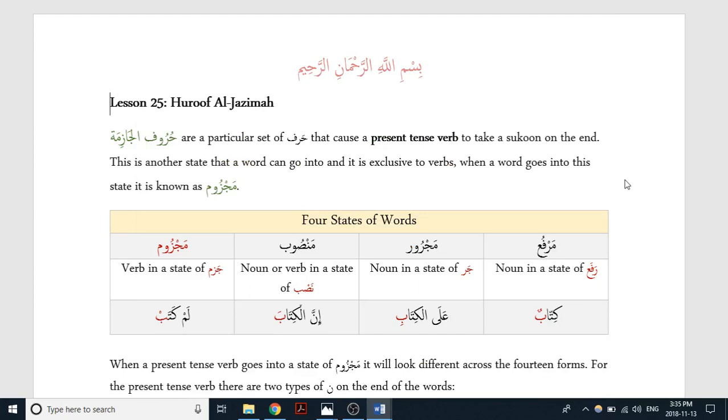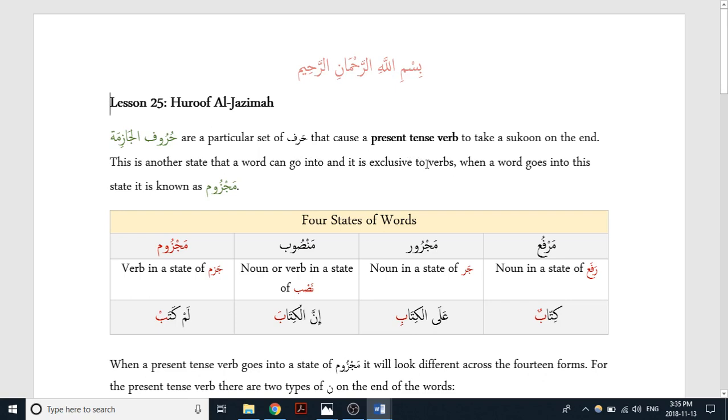So what exactly are they? They are a particular set of harf, and remember we said harf in English is translated as a particle, and a particle is a small word that has an impact on a word coming after it. So they are a particular set of harf that cause a present tense verb, not the past tense verb, to take a sukoon on the end. This is another state that a word can go into, and it is exclusive to verbs.